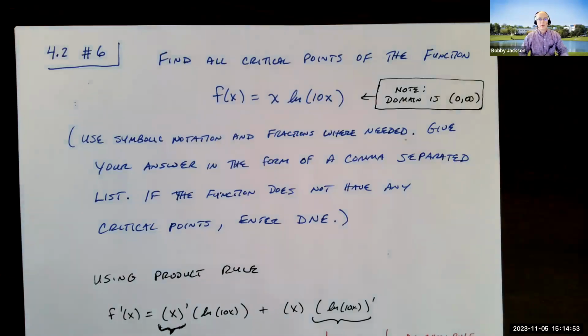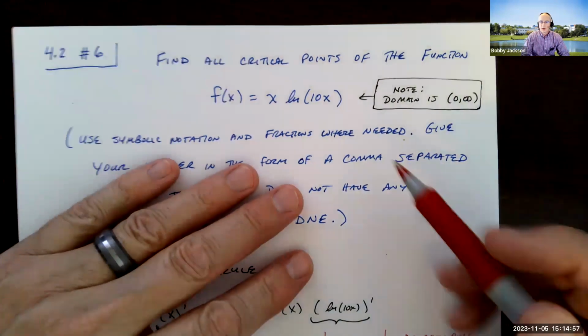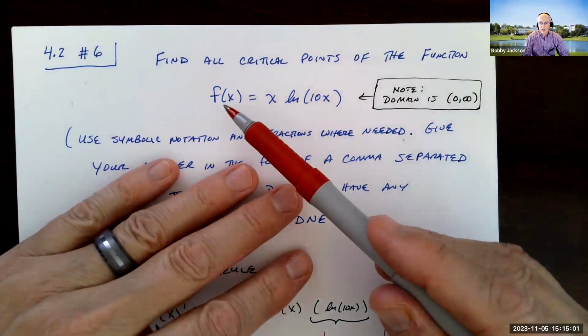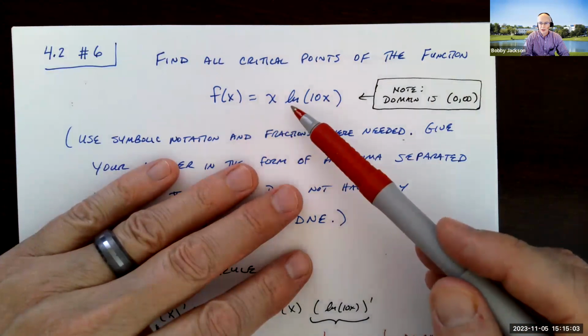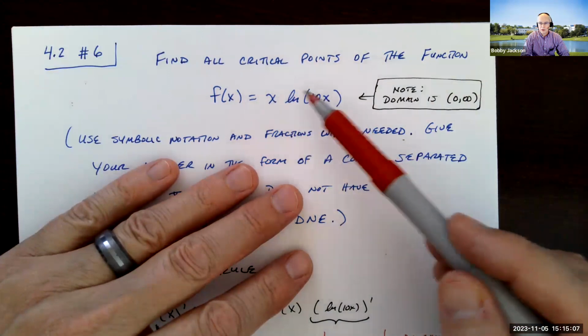Hey everyone, we're going to take a look at number 6 from section 4.2. In this problem, they ask us to find all critical points of the function, and the function is x, in this case, times the natural log of 10x. Your function will be similar to this.